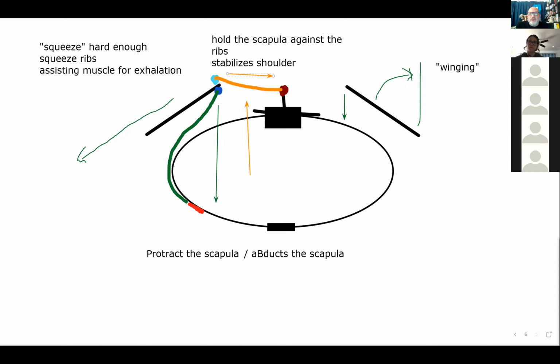So what kind of action would that be? Adduction, adduct. Or bringing it back, which would be retracting. Retract. Exactly.